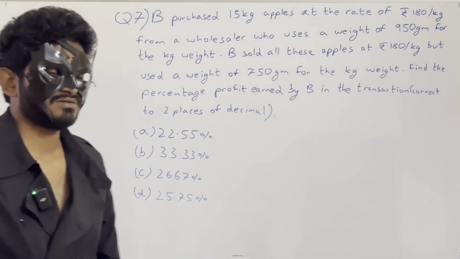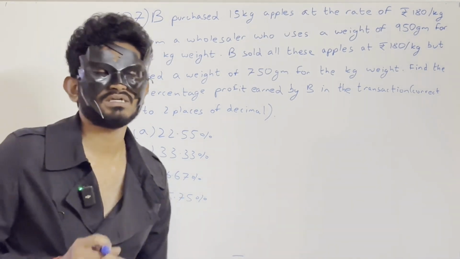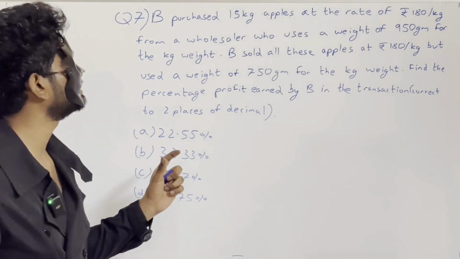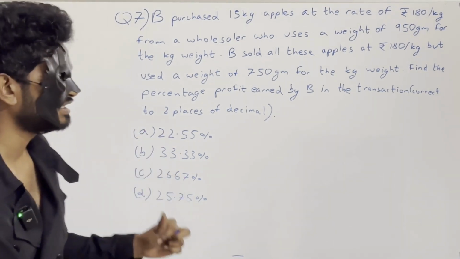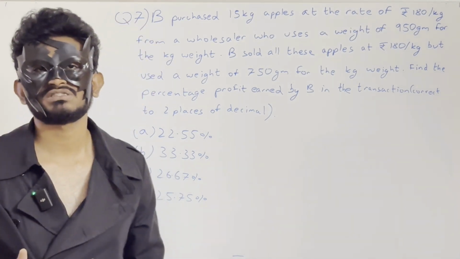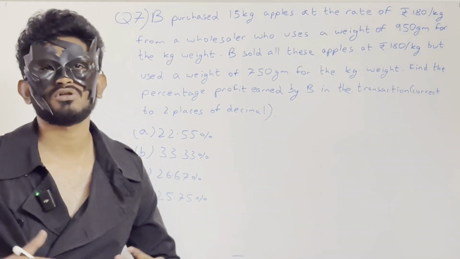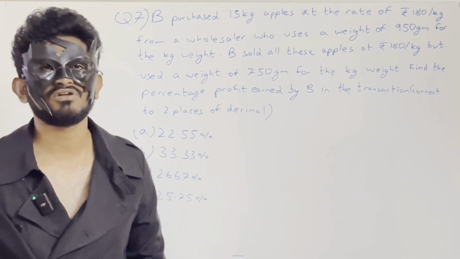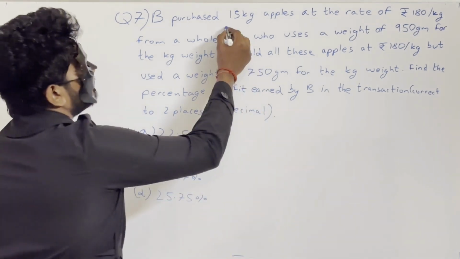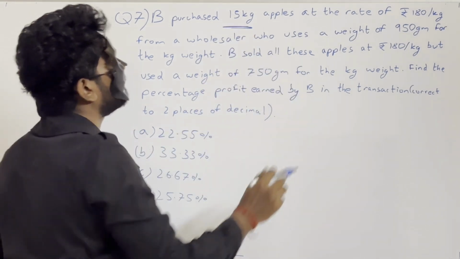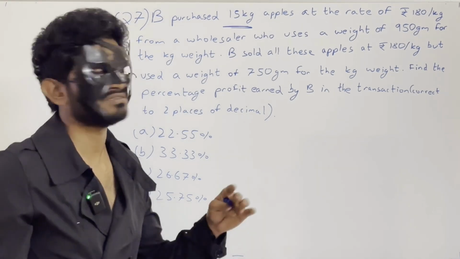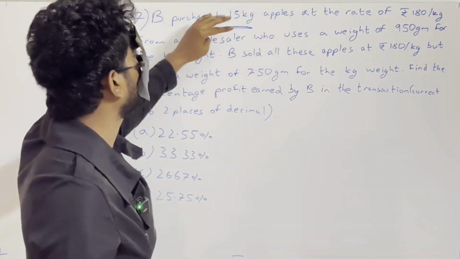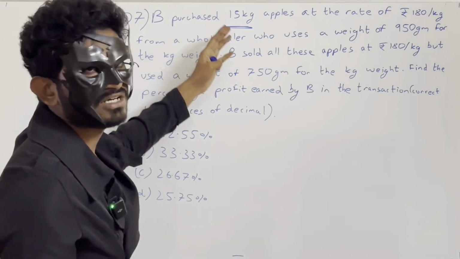So here, what he is saying is 15 kgs of apples are sold, but percentage of profit will not change, right? If you sell 1 kg of apple or 2 kgs of apple or 5 kgs of apple, percentage of profit will not change. So this information, this 15 kg apple, is not necessary. It is unnecessarily given.